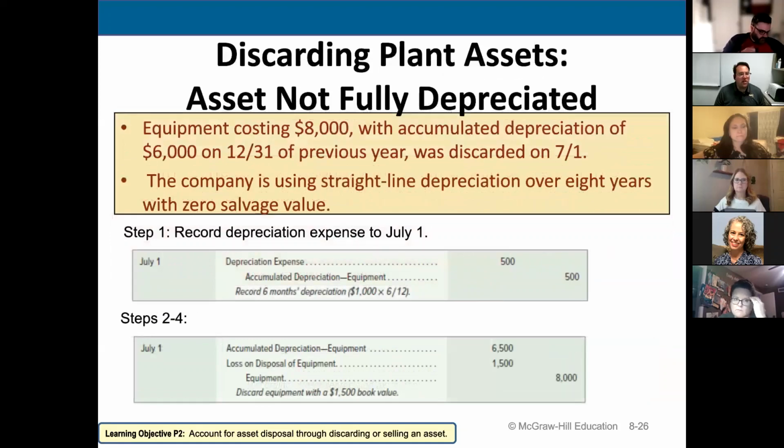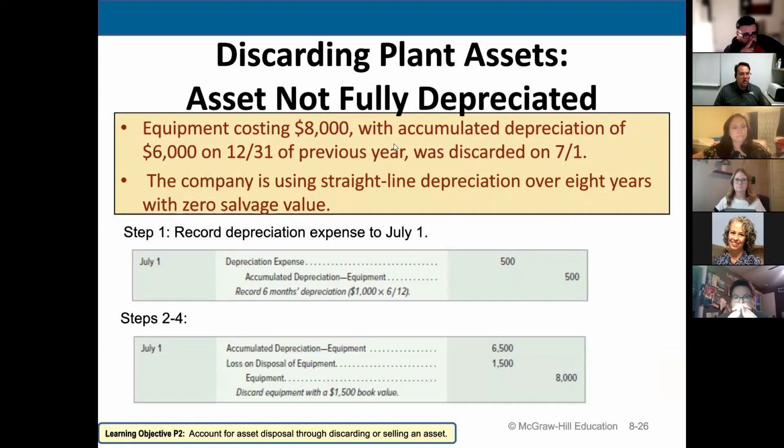Here's what we do if an asset is not fully depreciated. So here we have equipment with a cost of 8,000 and accumulated depreciation of 6,000. And we're using straight line depreciation over 8 years with zero salvage value. So the first thing we have to do is record our depreciation expense up to the day of discarding it. So it's July 1st. So how do we do that?